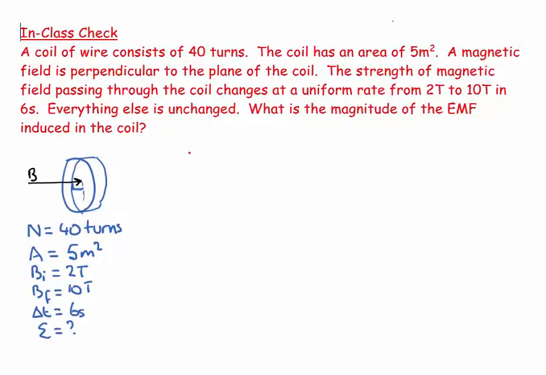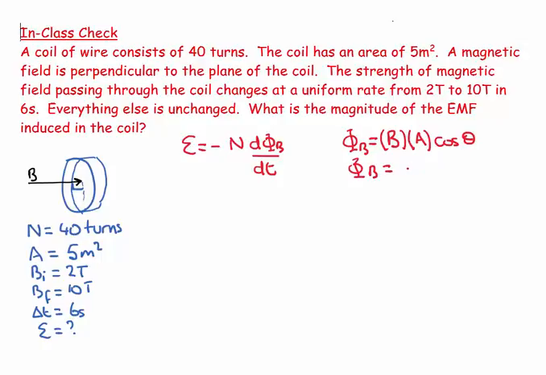So I need a relationship here, and the relationship is Faraday's law. So E is equal to minus N d phi B by dt. And of course phi B we learned before is equal to the magnetic field strength multiplied by the area multiplied by the cosine of the angle between the two. Put another way, phi B is equal to B dot A, where we have a magnetic field vector and we have an area vector. For our purposes, we'll use the top equation.